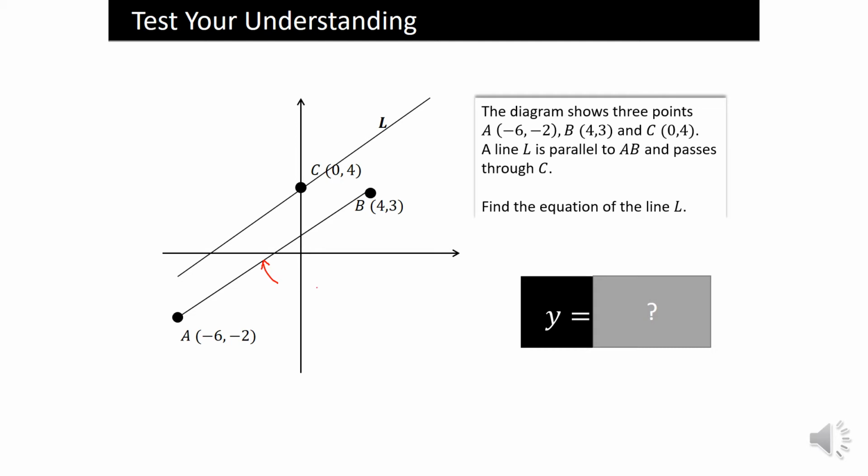So we're going to start out by working out the gradient. And we know that the gradient of this one will be the same as this one because they are parallel. So m equals, so it's change in y.